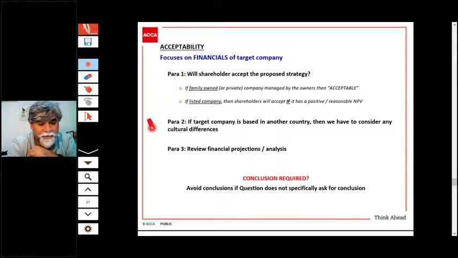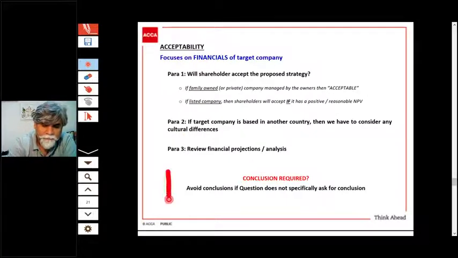And then if the target is based in another country, then we should consider any cultural differences. This I will explain in a bit. So acceptability will focus mainly on shareholders' approval and the financial analysis or financial performance of the target.